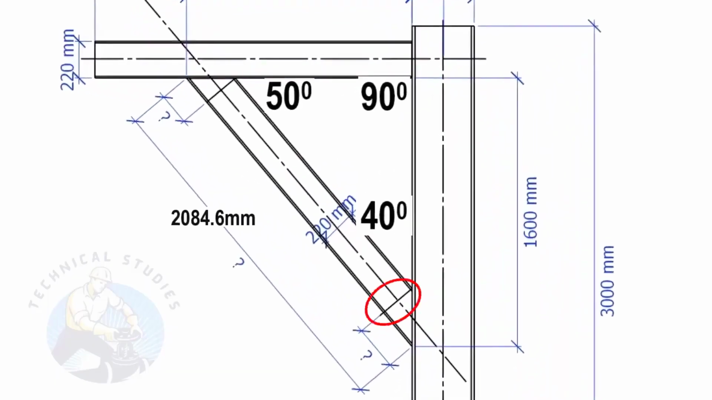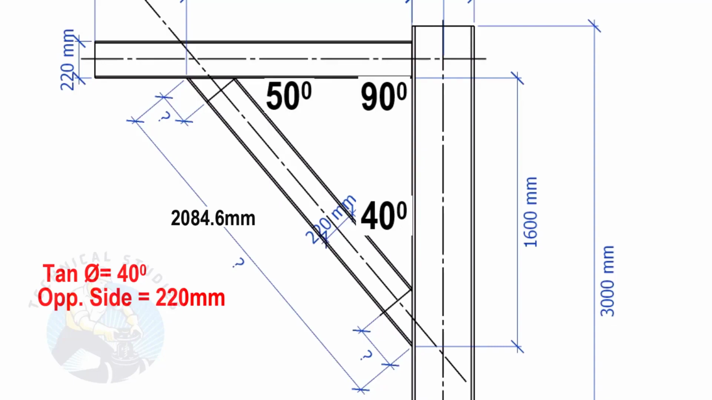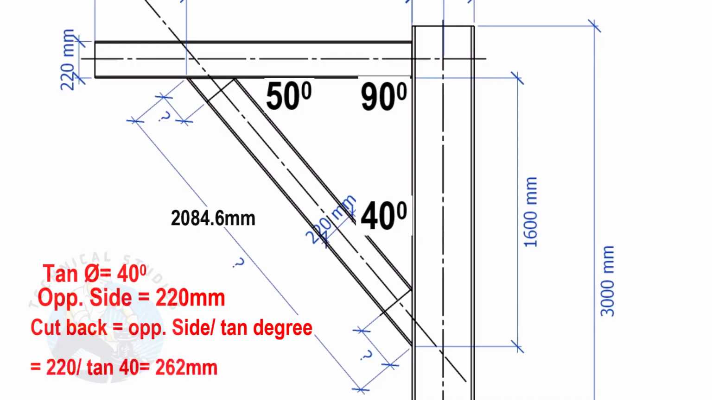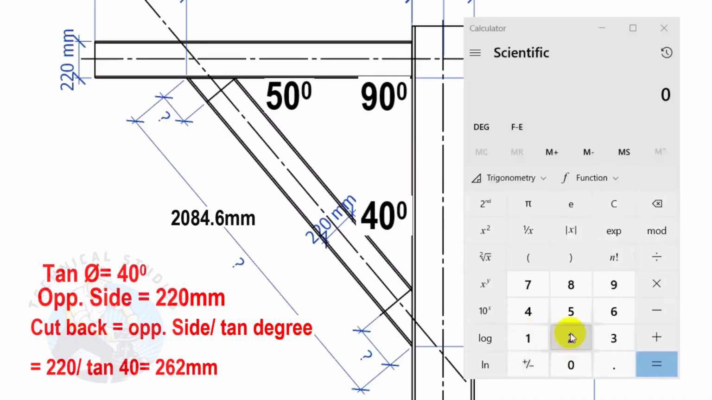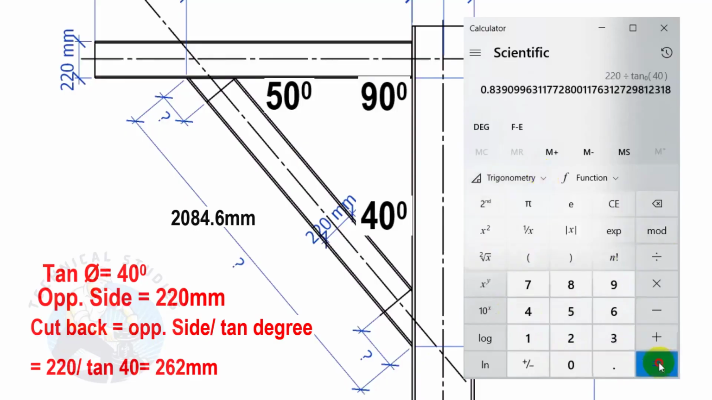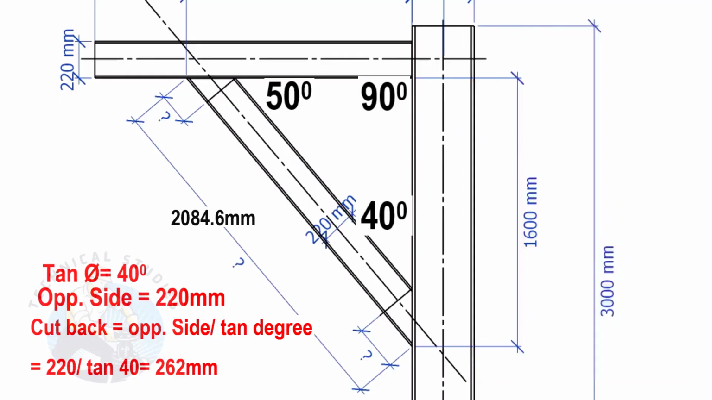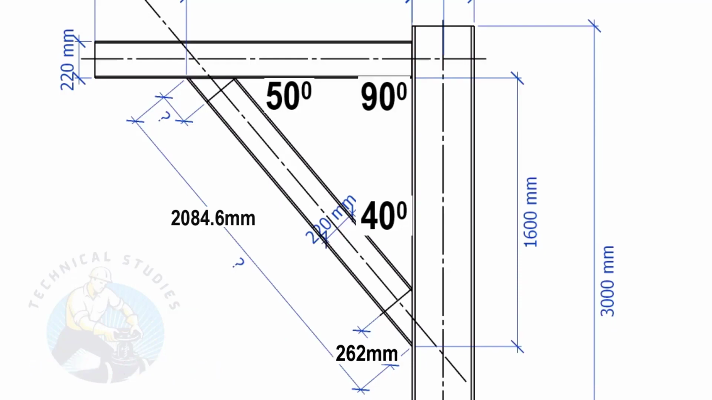The width of the beam is 220 mm, and the included angle is 40 degrees. Here, we will apply the tan rule to find the cutback length. Tan 40 degrees, opposite side equals 220 mm. Cutback equals opposite side divided by tan θ. Here, the cutback length is 262 mm.